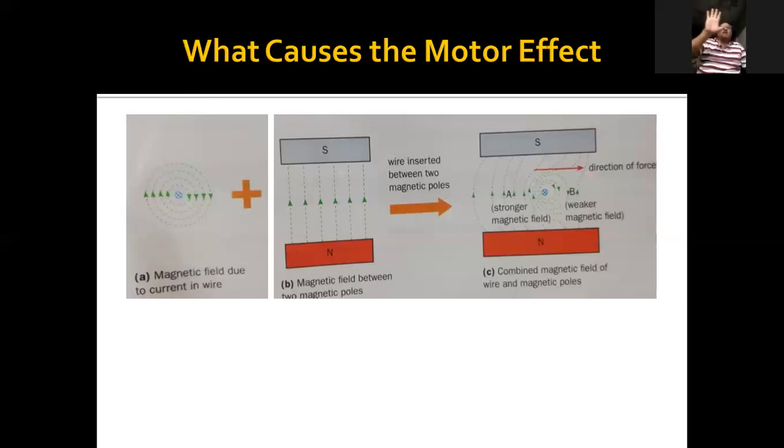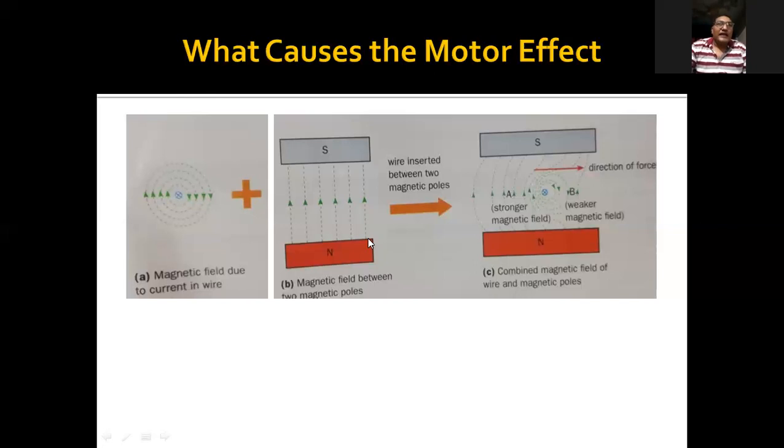So if you have your right hand, this is my right hand, and I hold the conductor in such a way that my thumb is pointing in the direction of the current, because the current is going into the screen, then the curls of my fingers show me the direction of the magnetic field. So the curls of my fingers are showing me clockwise. So the direction of the magnetic field lines will be clockwise.